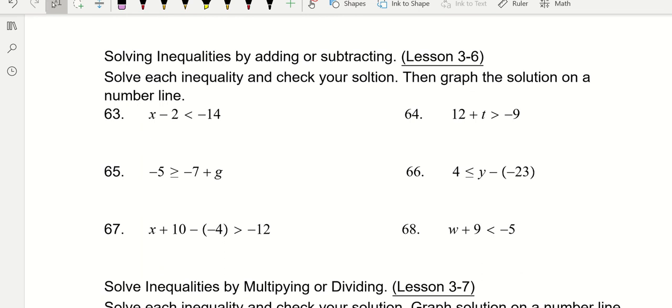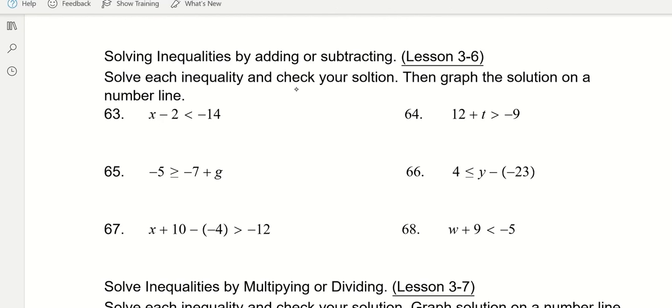Lesson 3.6, solve each inequality and check your solution. Pardon the typo there. Then graph the solution on a number line. I should have also included that you should write interval notation. I'll put that on Google Classroom as well, but hopefully you're watching this and checking your answer against the key.